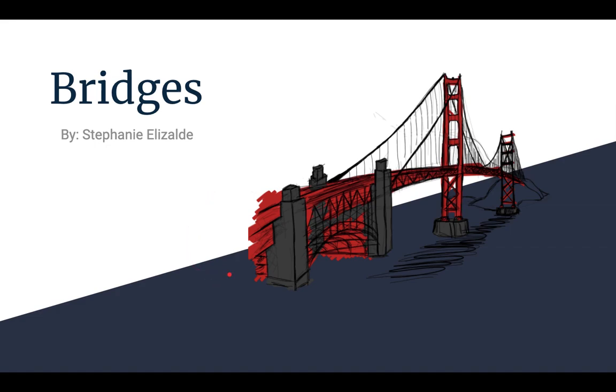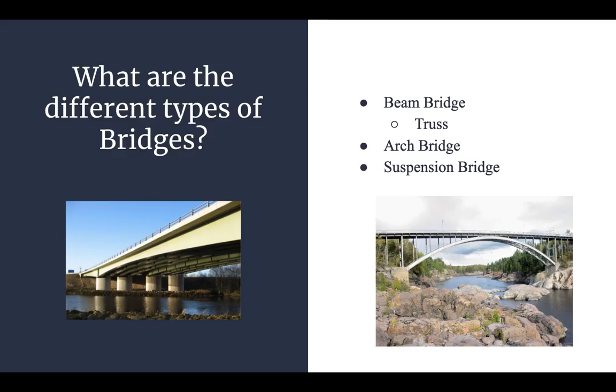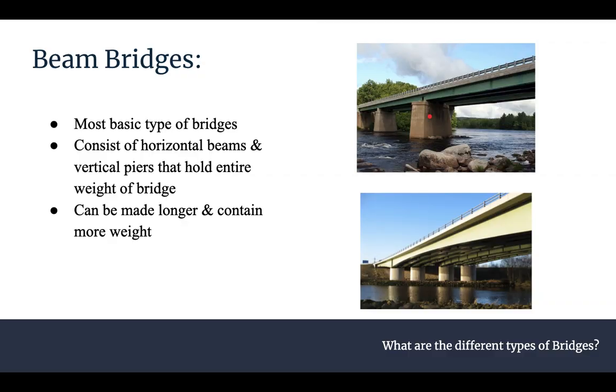Today we'll be talking about bridges, the different types of bridges, the materials, the problems running into building bridges, and the different types of methods used for bridge building. So let's get started. What are the different types of bridges? Well, we have beam bridges, arc bridges, and suspension bridges, and also the truss bridge, which will be falling under the beam bridge because of the similarities they have.